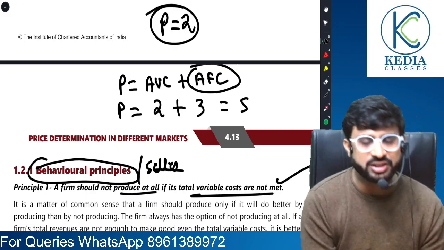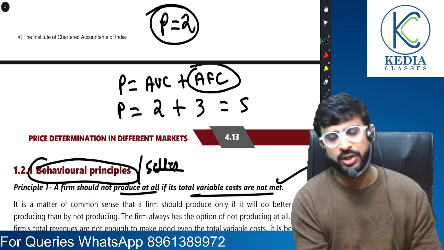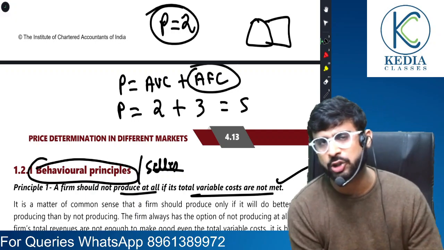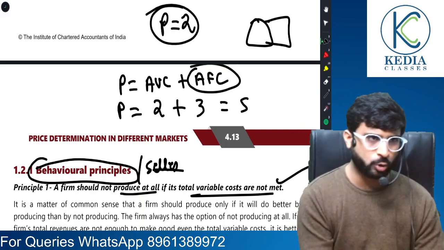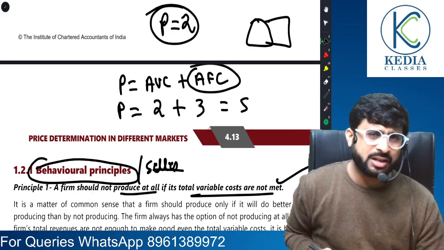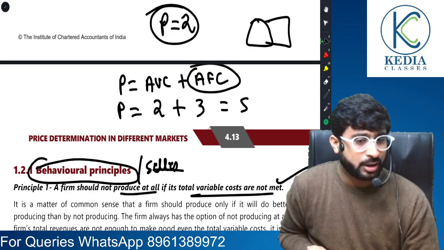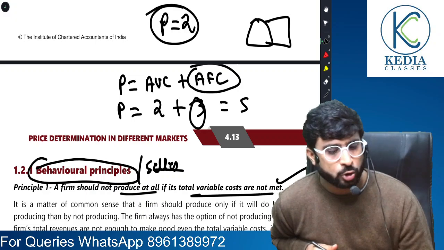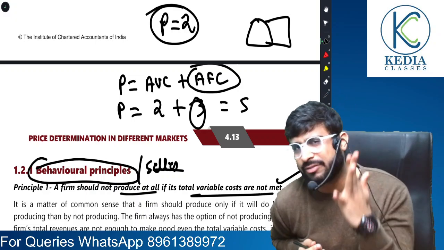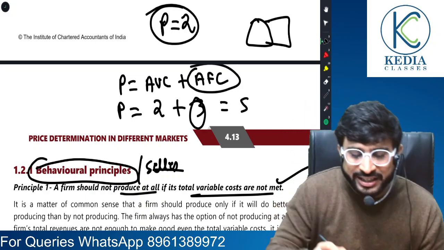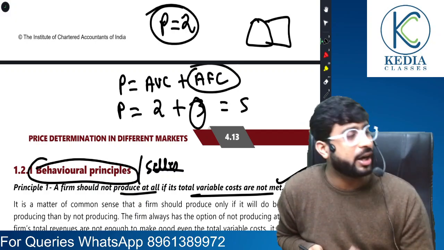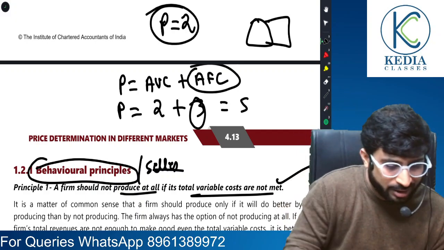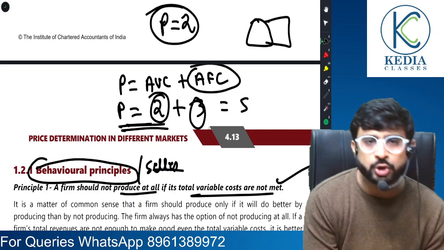Because average fixed cost is something that, even if I shut down operations, and shutdown means not permanent closing, shutdown means I temporarily stop doing business, then also my fixed cost will still be incurred. So this 3 rupees will continue to be incurred. It is irrelevant to decision making. It is a sunk cost. But at least I should be able to earn this 2 rupees.